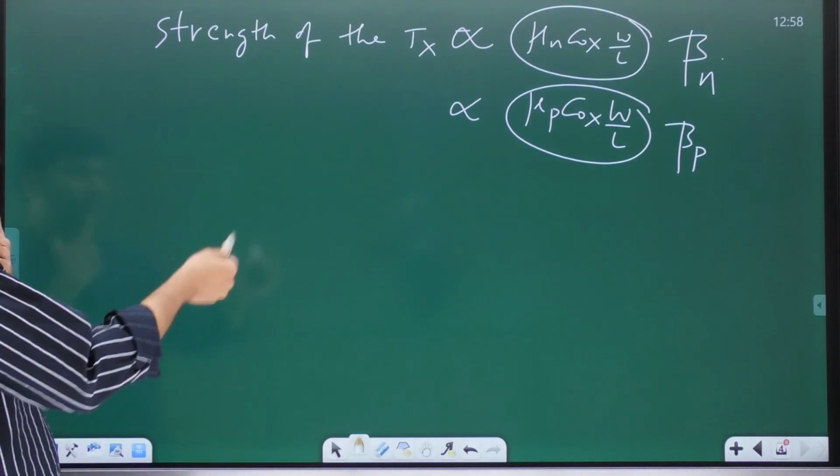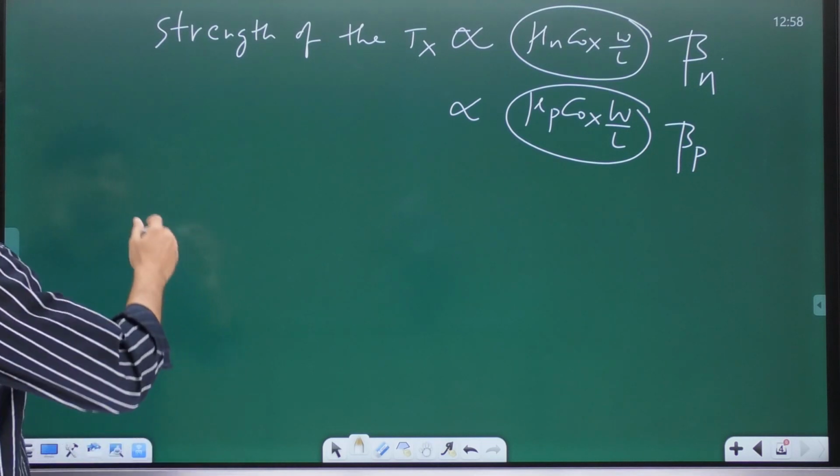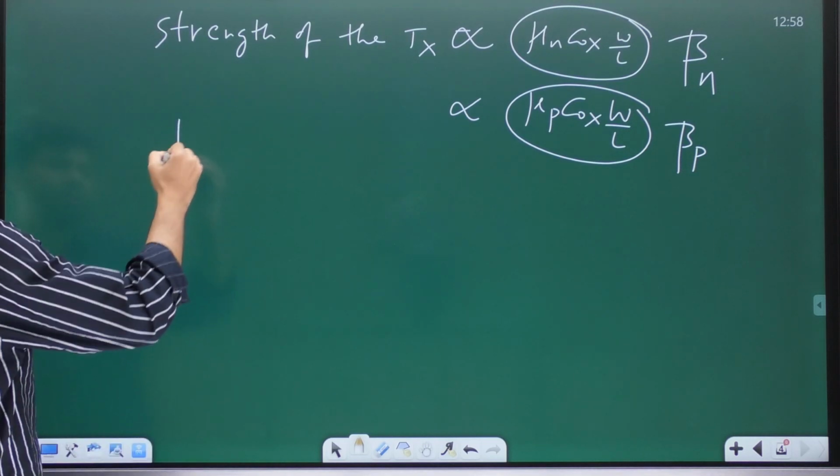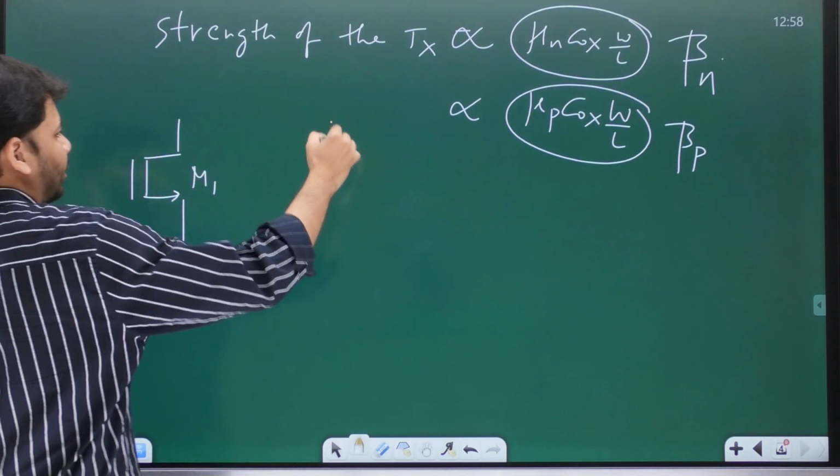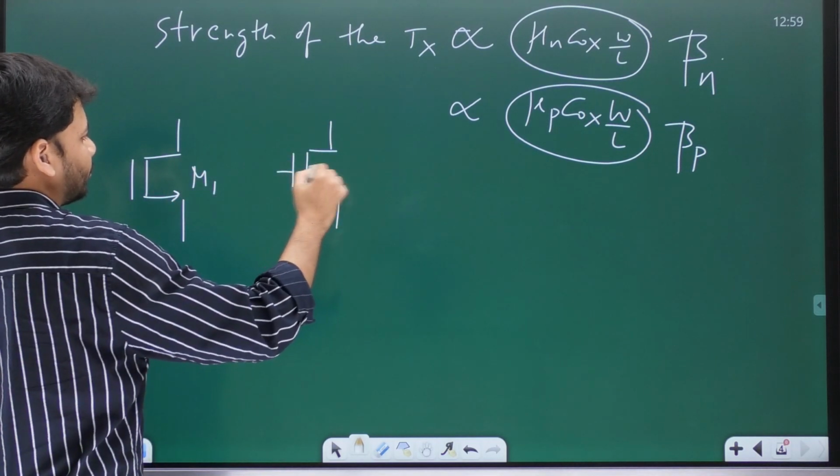Now, there is also one more way to look at this. Once again, let's say there are two transistors, M1 and M2.